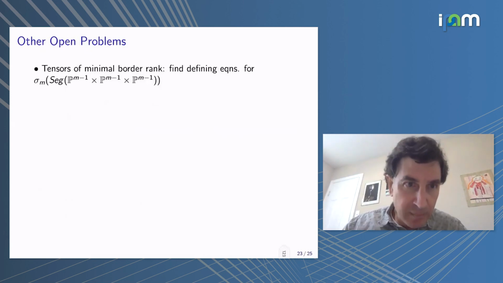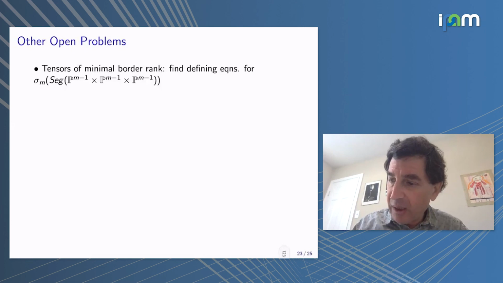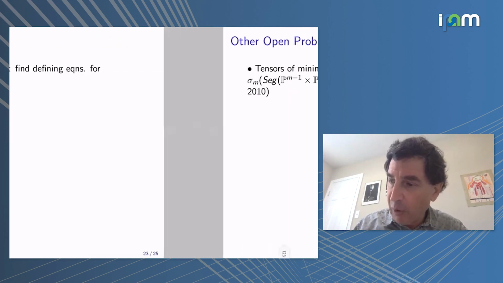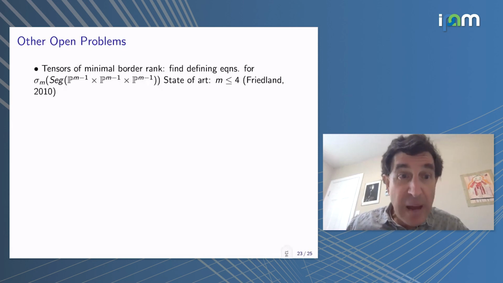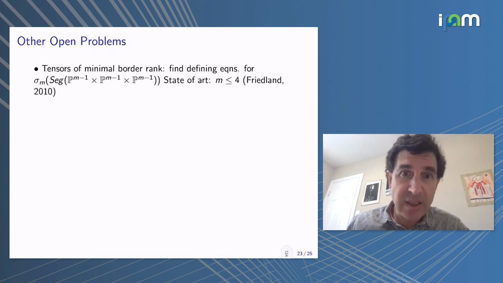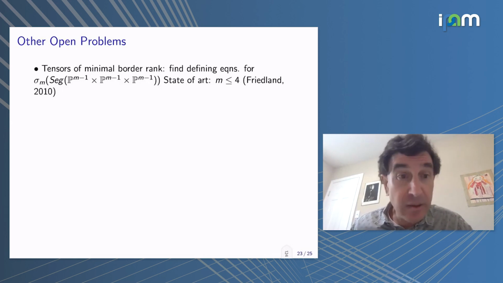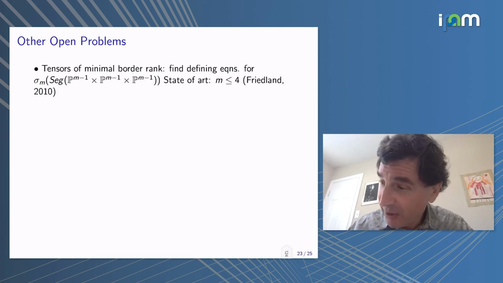There's an important open problem in complexity theory of finding equations of tensors of minimal border rank. The state of the art of that is rather embarrassing. So border rank M in C^M, C^M, C^M. We assume the tensor is concise. The state of the art of that is really embarrassing. Shmuel Friedland in 2010 has the best result. He got a salmon out of it, but that's a story for another time.